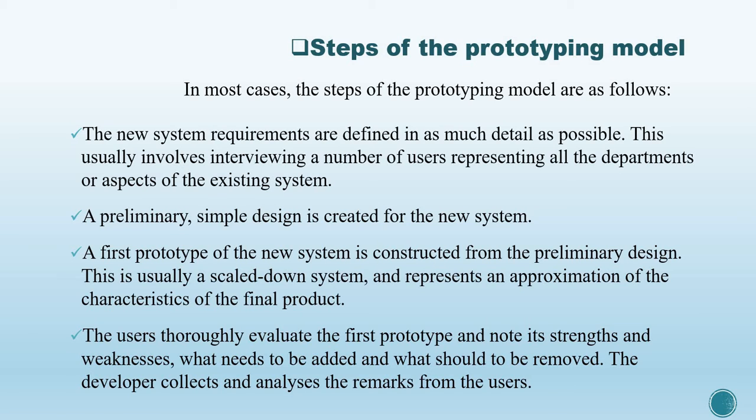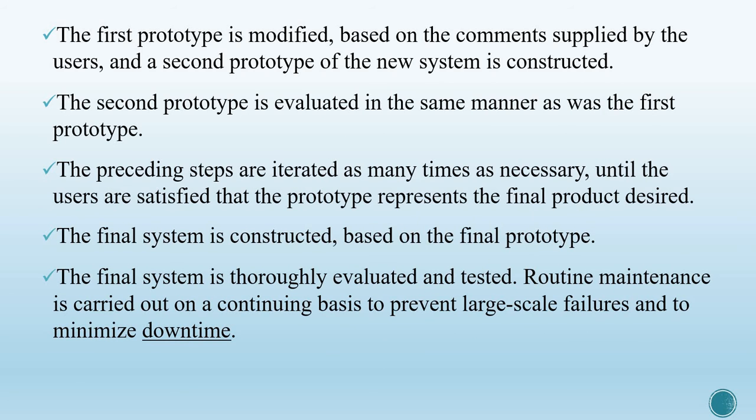Alright, it is the users that will give their opinions regarding the prototype, whether it's the strengths or the weaknesses of a particular prototype, and then the developer will collect these views or feedback and analyze them in order to make the necessary modifications. The first prototype is modified based on the comments supplied by the users, and the second prototype of the new system is constructed or modified. The second prototype is evaluated in the same manner as the first prototype. We will see in the next slide how this is done. We will see the steps later on in the illustration in the following slide.